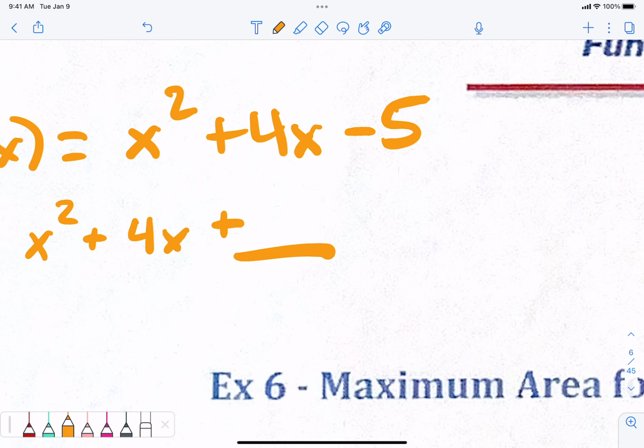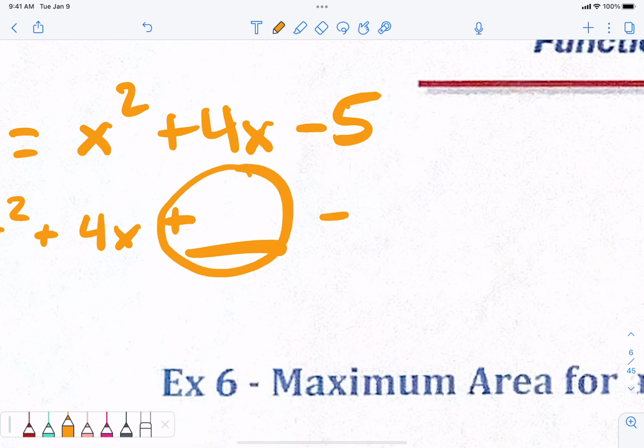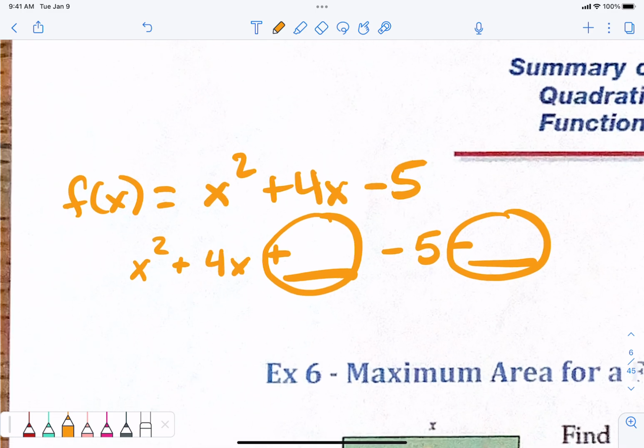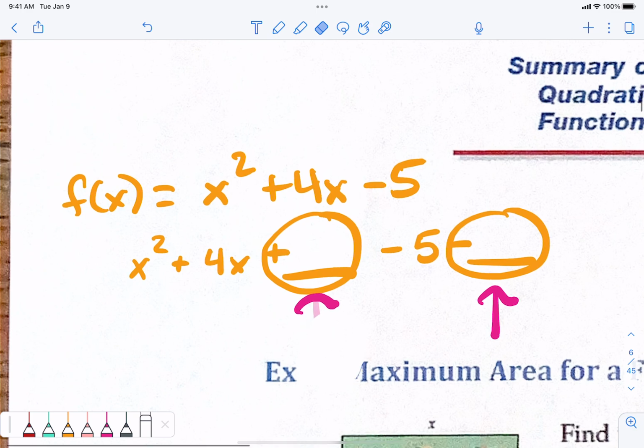Here's what we're going to do that's a little bit different. We're going to add the blank here, keep the negative 5 on the same side, but subtract the blank over here, so that they're all on the same side of the equal sign. I'm adding a number here and subtracting that same number there so that it remains balanced. We have to in order to be able to break it down. Just hold on a second.